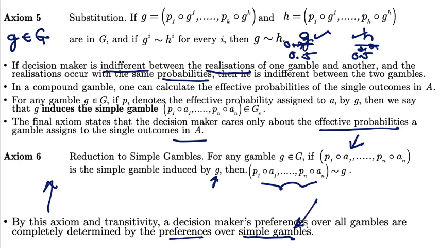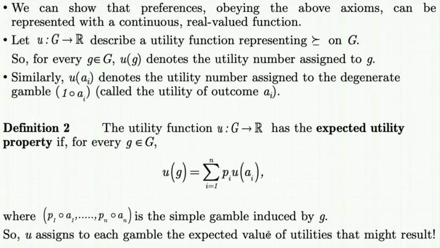So we only focus on the simple gambles. If we have preferences that obey all of these six axioms, then we can actually represent these preferences in the form of a function, and that function is a continuous and real valued function. We call that function U. So U is actually a function in which a set of gambles G is mapped into R. That's how we read this notation, yeah?